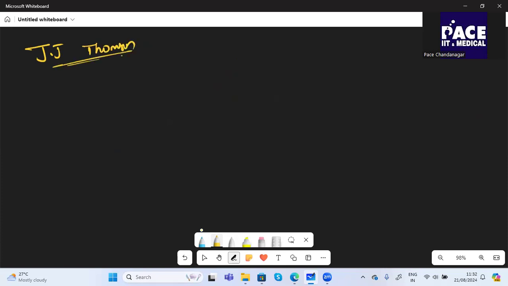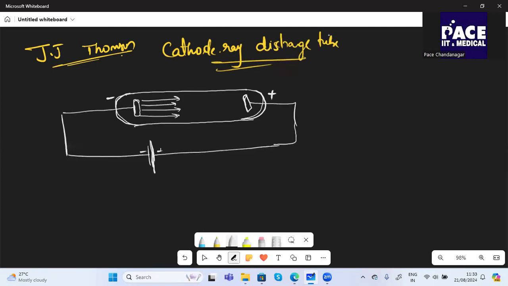Okay, J.J. Thomson has given us his theory of discovery of cathode rays. He said the discovery of the electron was by the cathode ray discharge tube. Right? So, cathode ray discharge tube. Now, what do you mean by cathode ray?